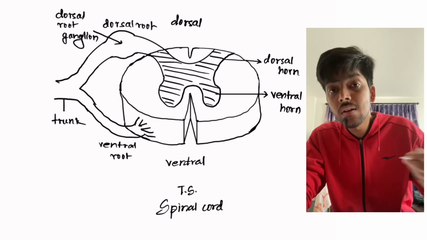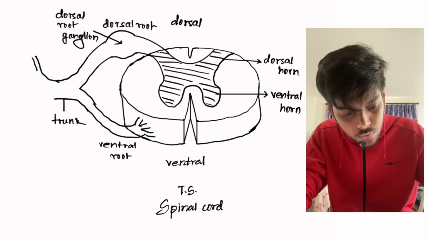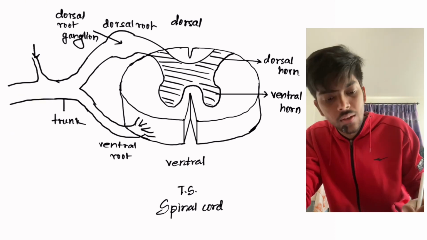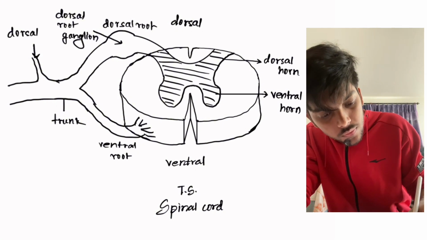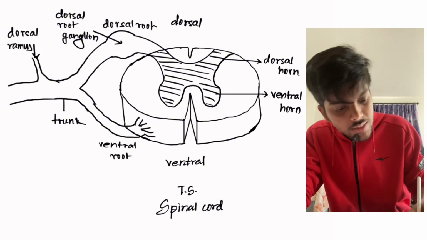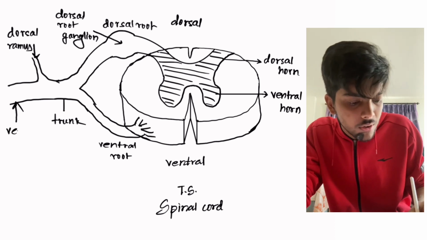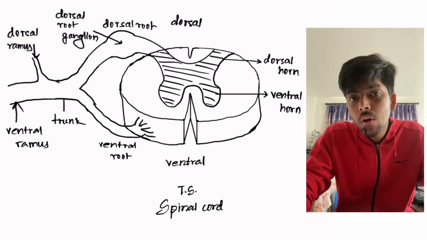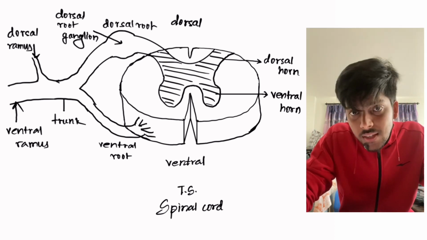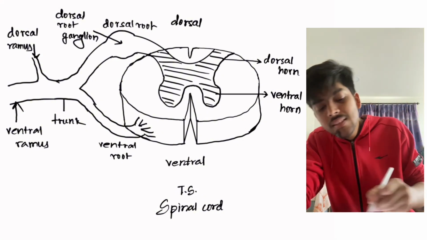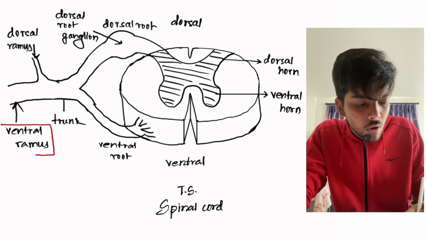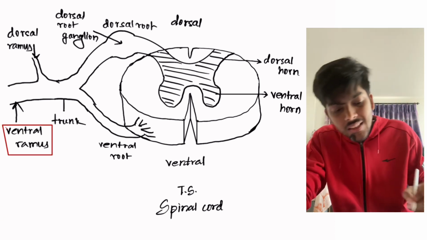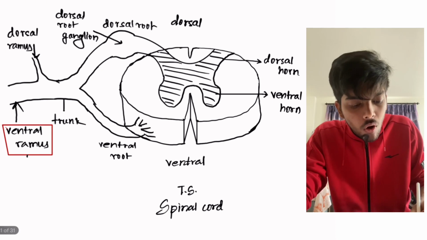The trunk further divides into two. This right here, present dorsally, is the dorsal ramus. And this right here, present ventrally, is the ventral ramus. Now you might be wondering, what's the point of knowing all this for a topic like brachial plexus? Well, the importance lies in this structure right here, called the ventral ramus.